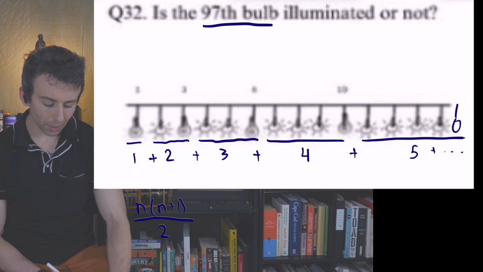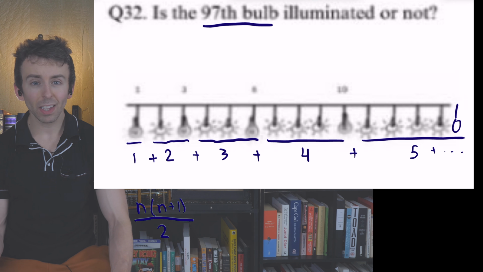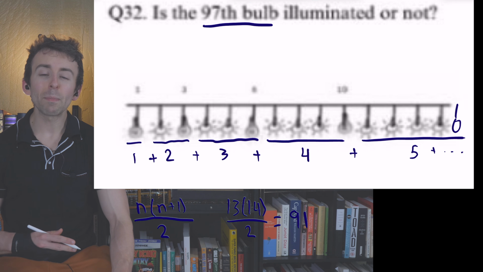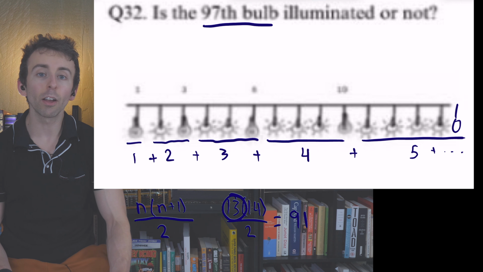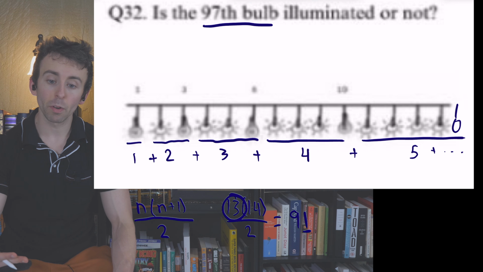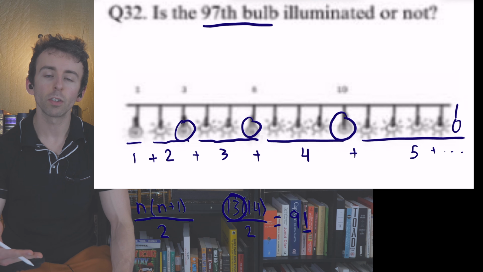To find that out, you'll want to plug an n in here that's going to get us near 97. So let's say we try n equals 13. Then we're going to have 13 times 13 plus 1, so 14, all over 2. 14 over 2 is 7. So this is just 13 times 7, which is 91. So that means 91 bulbs in, we are at the 13th group of bulbs. And the 91st bulb, the very last member of that group, is going to be one of those dim bulbs that are closing off each group.